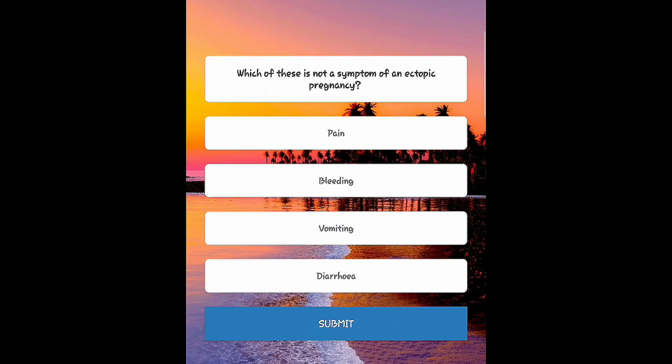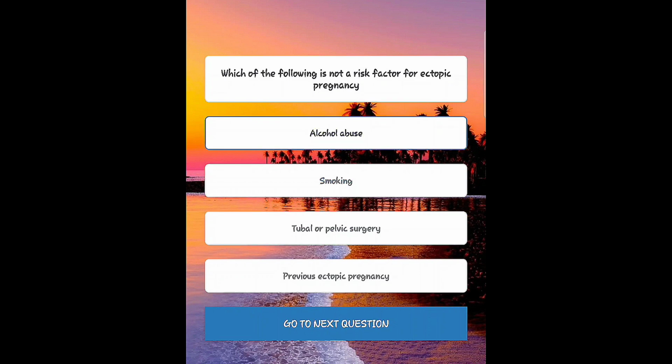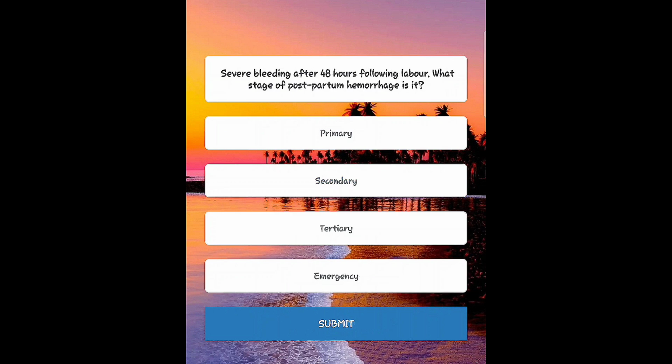Which of these is not a symptom of ectopic pregnancy? There shouldn't be bleeding, right? I'm not too sure. I'm not a midwife. Okay, vomiting is the answer. Which of the following is not a risk for ectopic pregnancy? Alcohol abuse is the answer. Severe bleeding after 48 hours following labor. What stage of postpartum hemorrhage is this? That should be emergency or secondary.